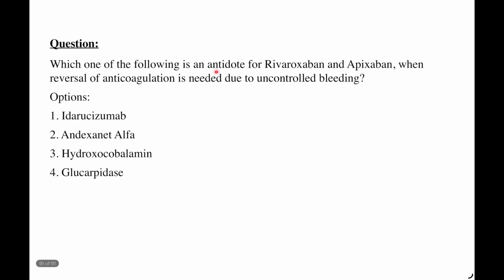Which one of the following is an antidote for rivaroxaban and apixaban? Antidotes for anticoagulation are important. If patient is taking warfarin, what is the antidote? Vitamin K, vitamin K complex, prothrombin complex concentrate. If patient is taking heparin, to reverse the effect of heparin, what is the antidote? Protamine sulfate. Everything is an MCQ here. Protamine sulfate. They might give maths the following next time.